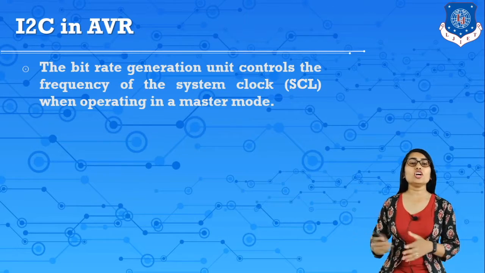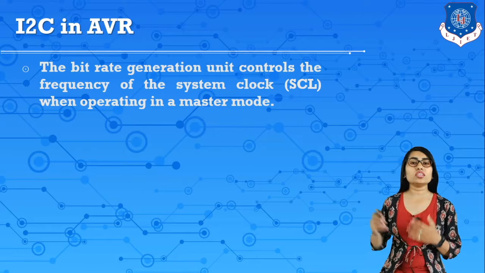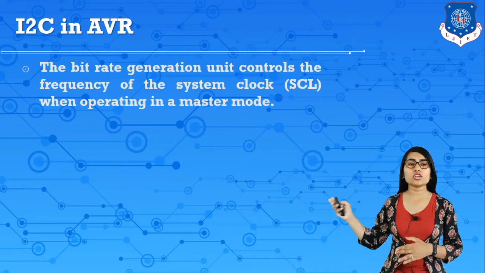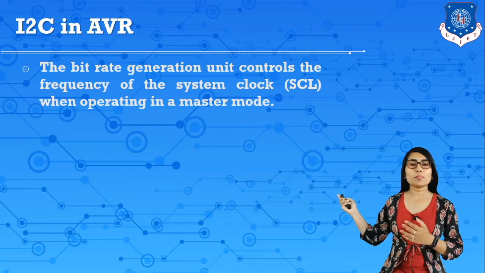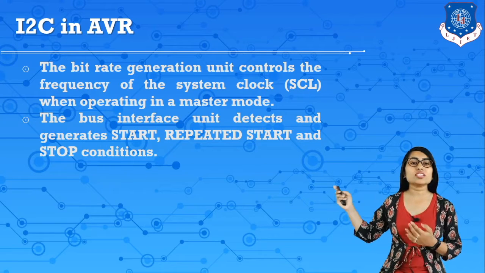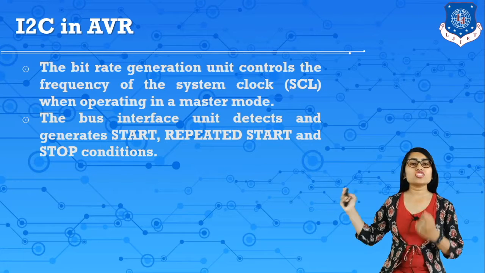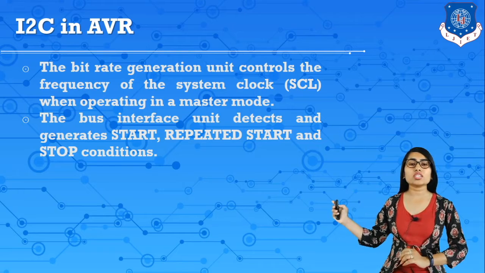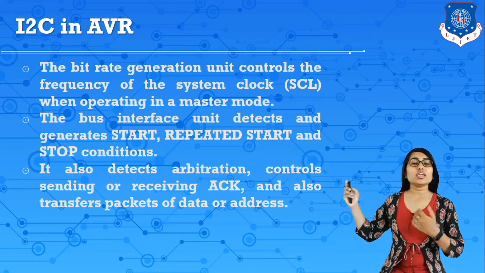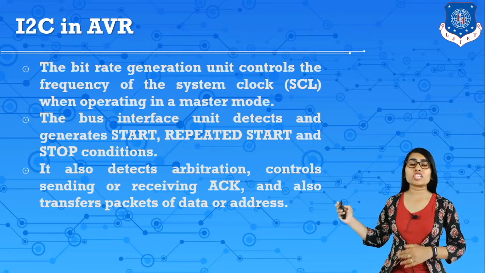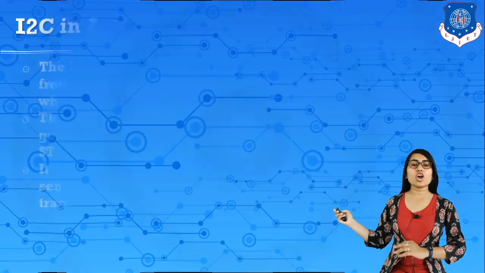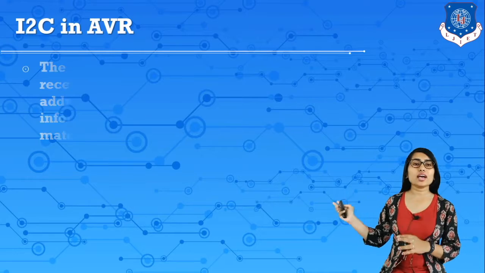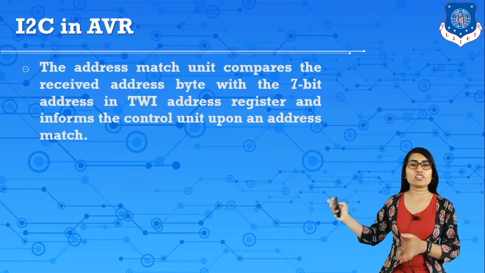Here the bit rate generation unit controls the frequency of the SCL clock when operating in master mode. Then the bus interface unit detects and generates start, repeated start and stop conditions. It also detects arbitration, controls sending or receiving acknowledge, and also transfers the packet of data or address. So these all are the units, and next is the address match unit.